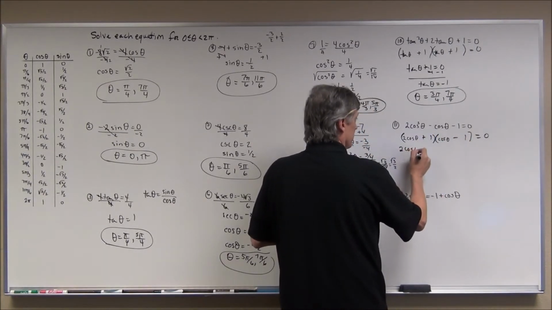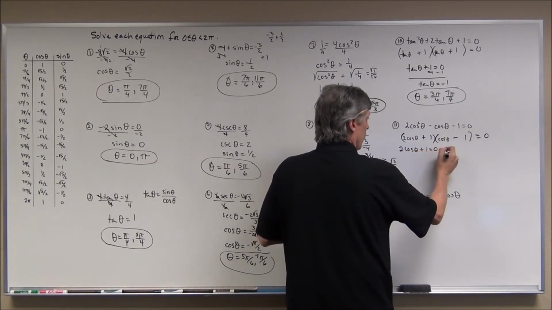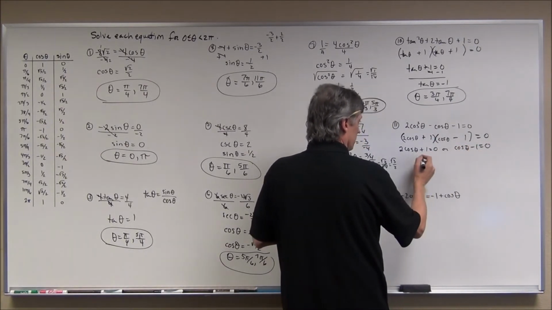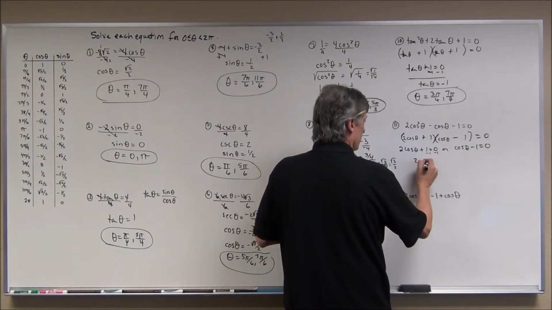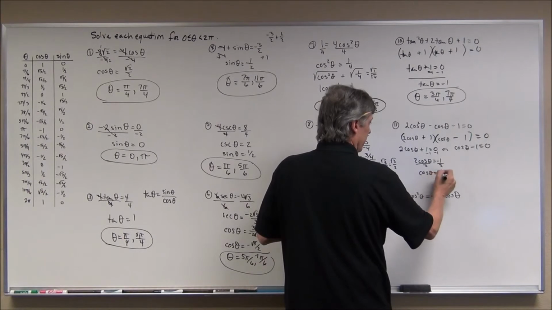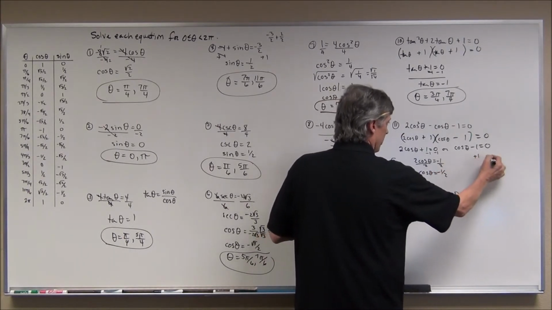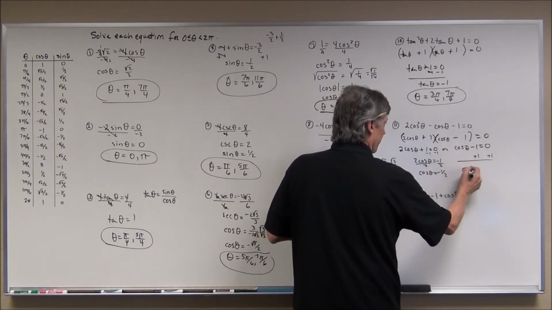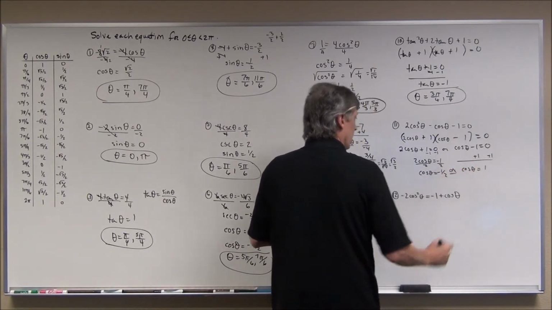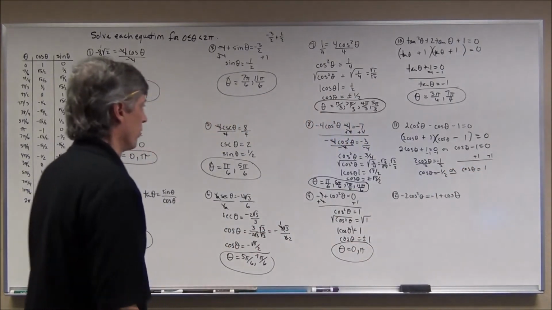So I get 2 cosine theta plus 1 equals 0, or cosine of theta minus 1 equals 0. So subtract 1, I get 2 cosine theta equals negative 1, divide by 2. I get cosine of theta is equal to negative 1/2. Here I'm just going to add 1, and I get the cosine of theta is equal to positive 1. Well, that's the word or there.